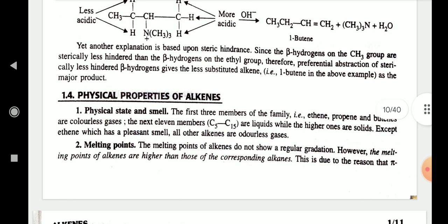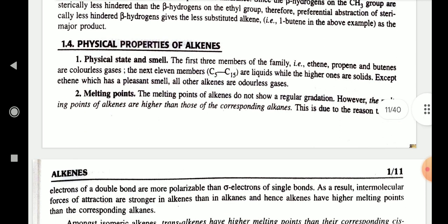Yet another explanation is based upon steric hindrance. Since the beta hydrogens on the CH3 group are sterically less hindered than the beta hydrogens on the ethyl group, therefore preferential abstraction of the sterically less hindered beta hydrogen gives the less substituted alkene, that is 1-butene in the above example, as a major product. Next topic is physical properties of alkenes.